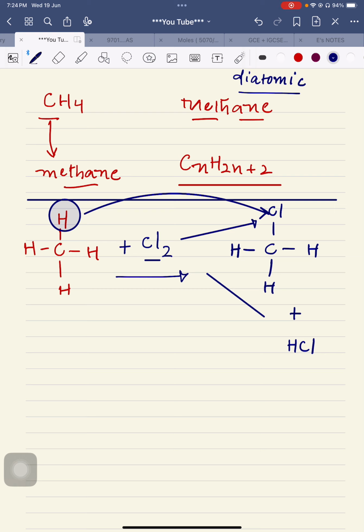Now there is a big question. What is the name of this compound? This compound is called 1-chloromethane. 1-chloromethane. Okay. Now the point is this, that why there is one.